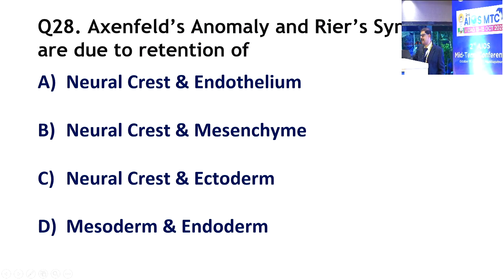Question 28. Axenfeld's anomaly and Rieger syndrome are due to retention of option A, neural crest and endothelium. Option B, neural crest and mesenchyme. Option C, neural crest and ectoderm. Option D, mesoderm and endoderm.